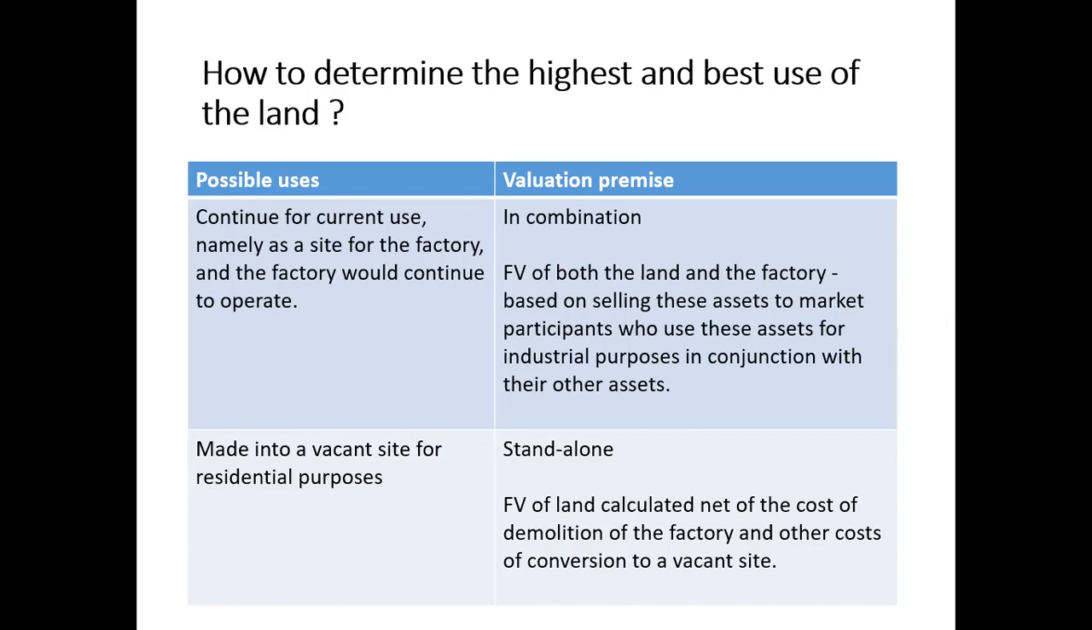We have to demolish the factory, so the demolition cost and the other costs of converting that to a vacant site must be considered.